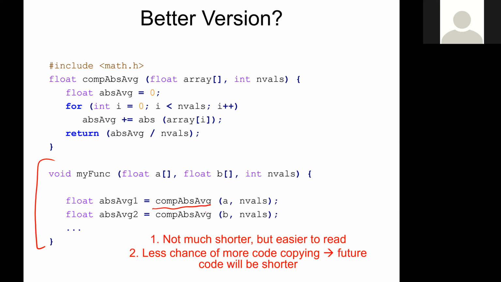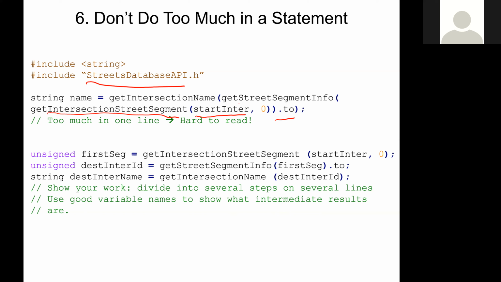Okay, so take a look at this code, which is talking to the Streets Database API that you're using in Milestone 1. So I want to get the name of an intersection, and I'm actually going to start with some start intersection. I want to turn that into a street segment, and from that, I'm looking at the two elements in that, and then I'm getting the street segment info of that, then looking at the two element of that, which is another intersection, and I'm saying get the intersection name.